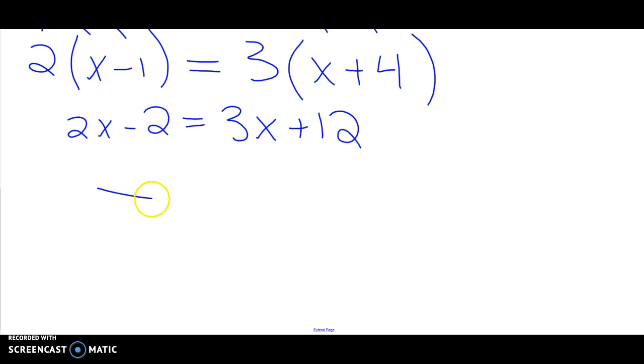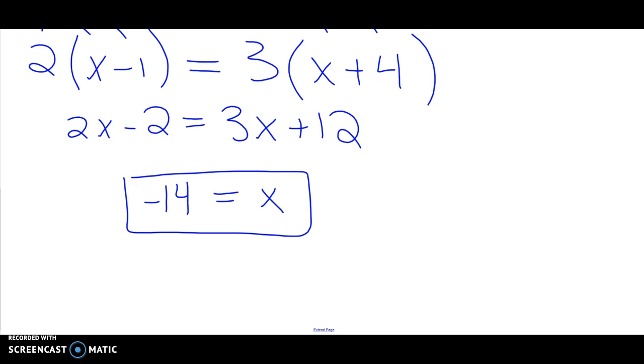So subtract 2x over, we get x equals, subtract 12 over, we get negative 14. So x equals negative 14.